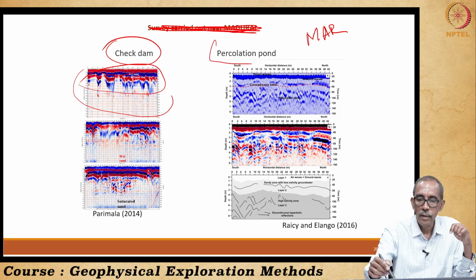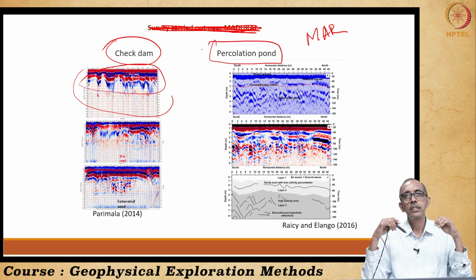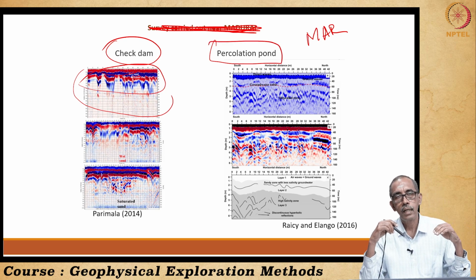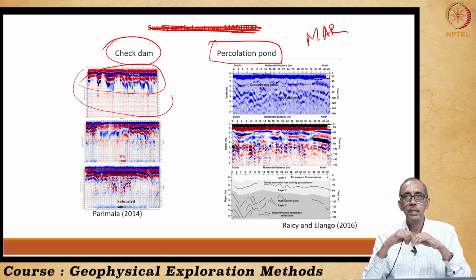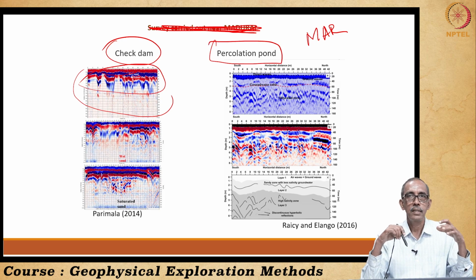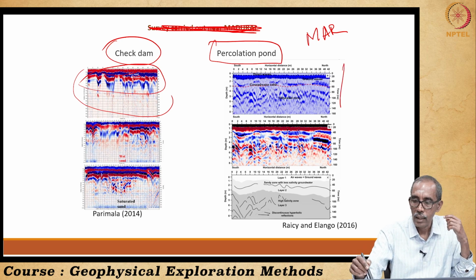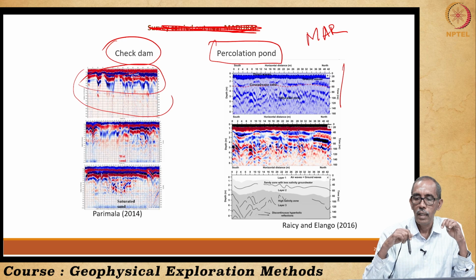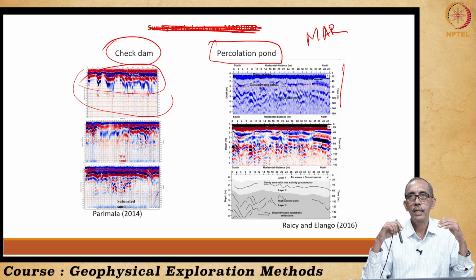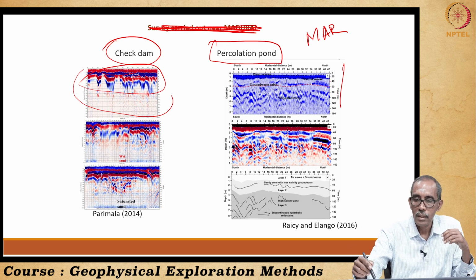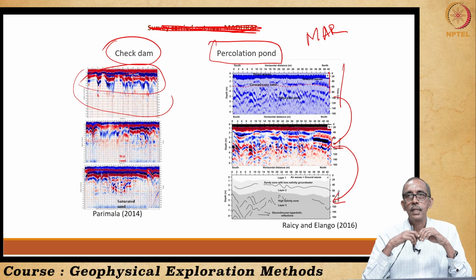In another study, we wanted to dig a percolation pond as a measure of managed aquifer recharge. In order to select an ideal site for the percolation pond, we had used ground penetrating radar. So, these are the signals collected from different directions, right? There are two signals. This is the raw data. This is the processed data. This is the interpreted subsurface cross section, right?